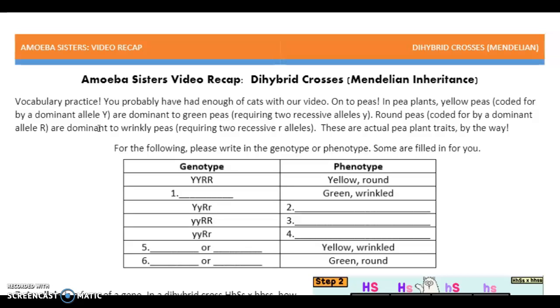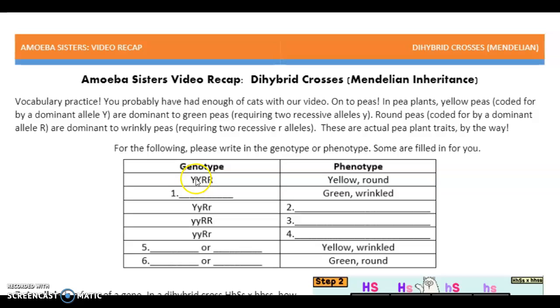On to peas. In pea plants, yellow peas, coded for with a dominant big Y, are dominant to green peas, little y. Round peas are dominant, big R, over wrinkled peas that are little r. And these are actual pea plant trials, by the way. So for the following, we're going to write the genotype or phenotype and fill it in.